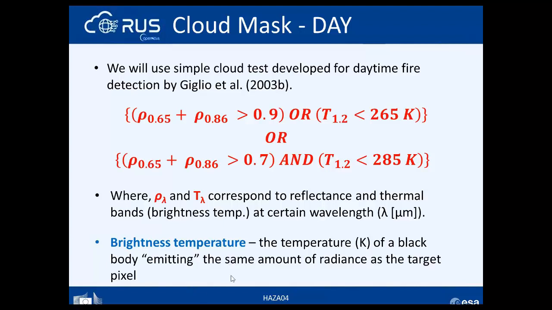And here I can also explain what the brightness temperature is. As I mentioned, the thermal bands in the Sentinel-3 SLSTR product are given as brightness temperatures. Brightness temperature is a measurement of the reflected or emitted radiation converted to the temperature that a black body would have if it was emitting the same amount of radiance as the target pixel. I hope that makes sense. The brightness temperatures are given in Kelvin as the temperature of the black body.